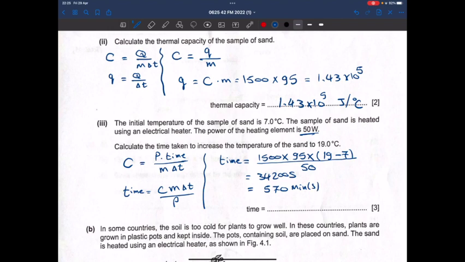And also you can divide it by 60 again to find it in hours. It will be around 9.5 hours. So it could be 9.5 hours if you wish, but any one of them will be enough. Could be in seconds or minutes or hours. It's just the time.